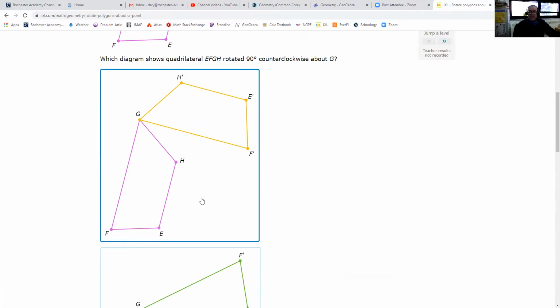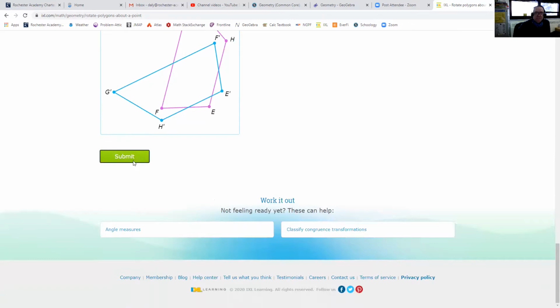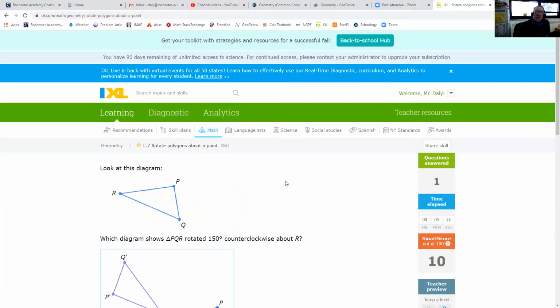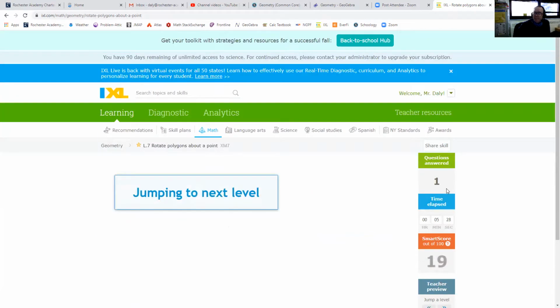And I figured that out just by making a little diagram on a piece of paper, but I could have done the same thing just by holding up a pencil to the screen and figuring out from there where I thought H prime would be and then looking for it. All right, so let's submit that answer. And so we're going to go through most of the IXL just being able to think about it just like that problem.